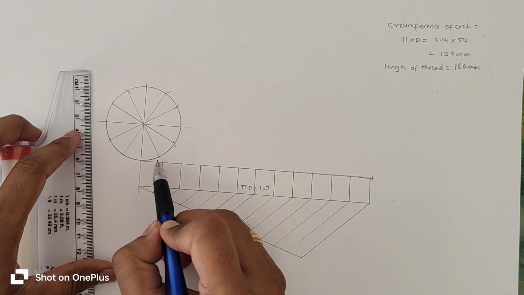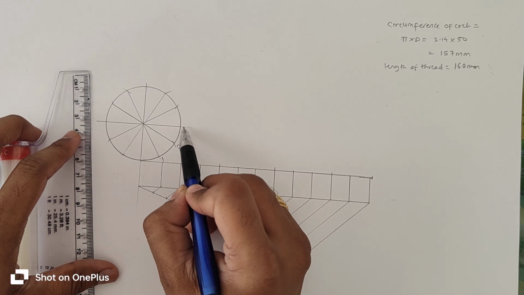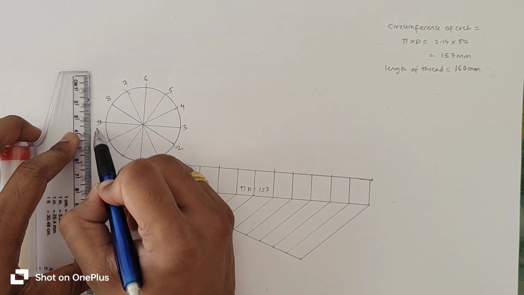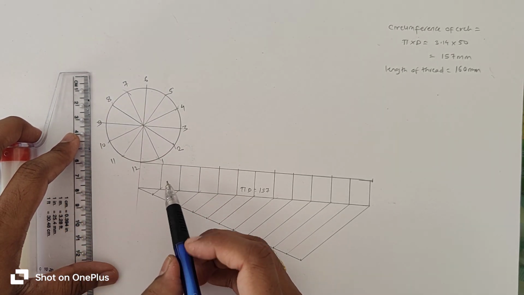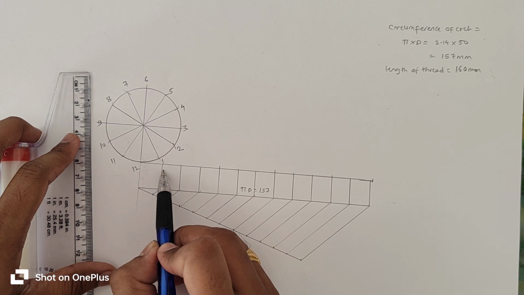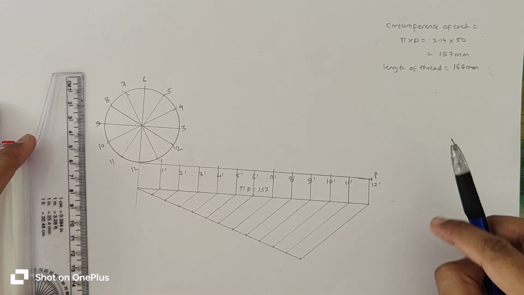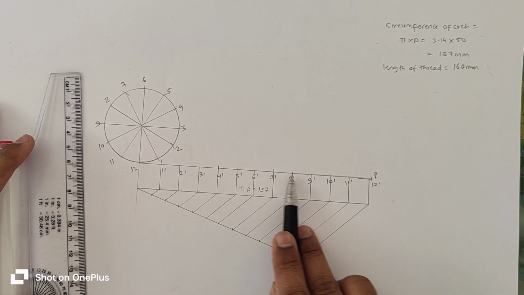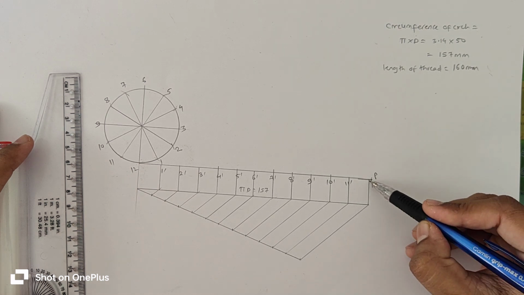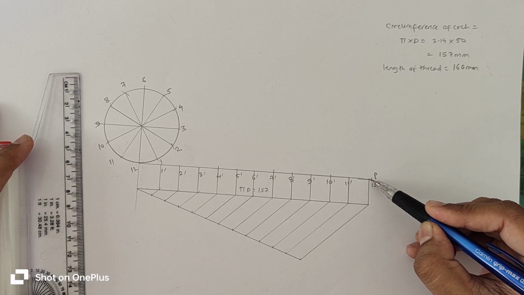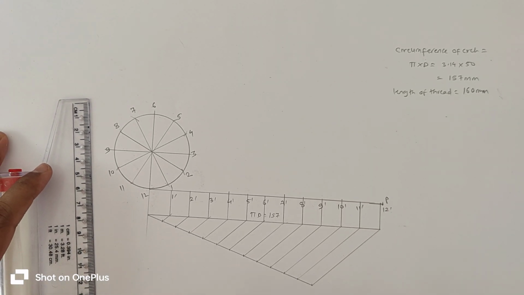Now mark the points on the circle. This is the first point. And this point is the first point. So these are the projections of the points. So up to 12 points, this is 157. Then again at 3 mm distance from this point there is a point P. So this is the initial point of the involute.